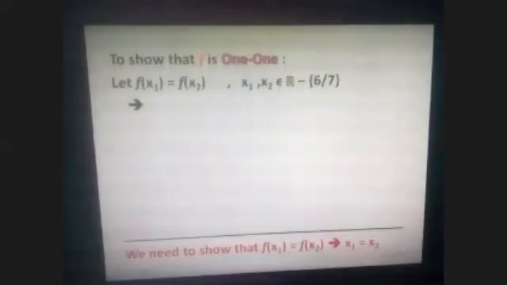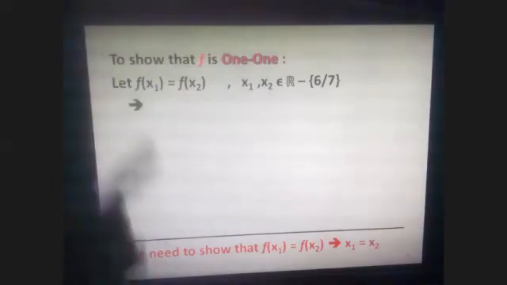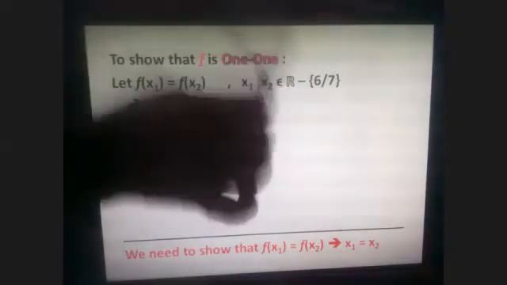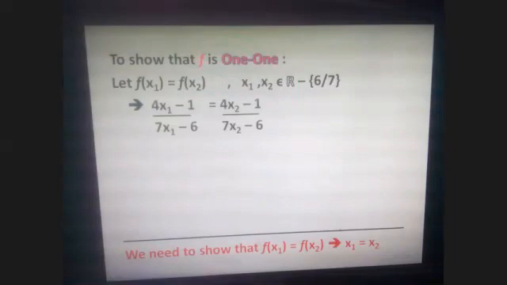Can you recall it? A 1-to-1 function means distinct elements have distinct images, or if f(x1) and f(x2) are equal, then x1 must be equal to x2. So I start with f(x1) equal to f(x2). I have to ultimately show this implies x1 equal to x2. I have taken x1, x2 in the domain.